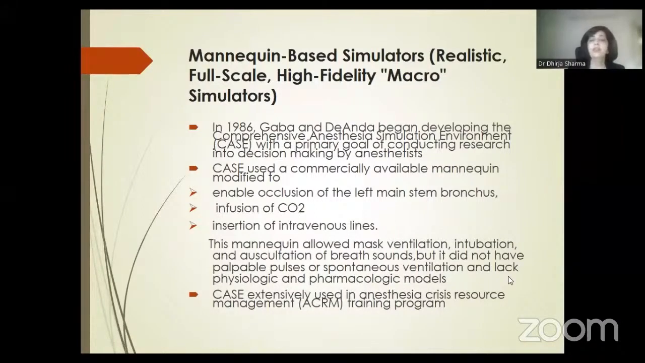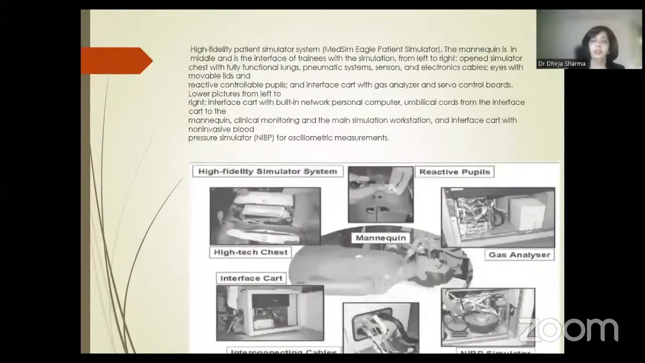The CASE uses a commercially available mannequin, which is modified to enable occlusion of the left mainstem bronchus. There is infusion of CO2, and insertion of intravenous lines can also be done. In this mannequin, we can do mask ventilation, intubation, and auscultation of breath sounds, but it did not have a palpable pulse and spontaneous ventilation. CASE mannequins are extensively used in anesthesia crisis resource management training programs, which is the third stage of simulation.